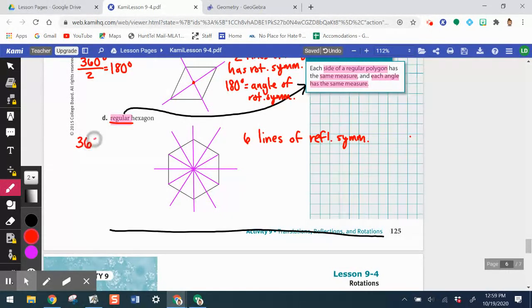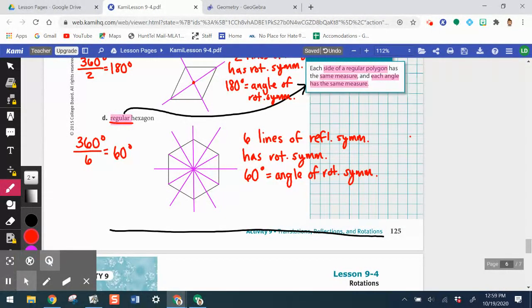So we'll take 360 degrees, divide by 6, and we get 60 degrees. So yes, it has rotational symmetry, and 60 degrees is our angle of rotational symmetry. In other words, we could rotate this hexagon around this point 60 degrees and it would map onto itself.